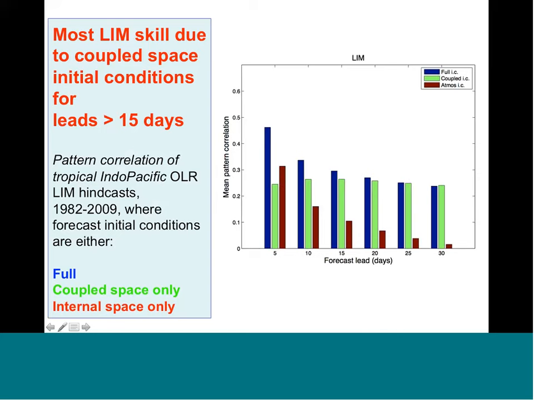But as forecast leads get longer and longer, basically that internal atmospheric component doesn't give me a big increase in skill. Most of the skill I'm now seeing is coming just from this coupled space.